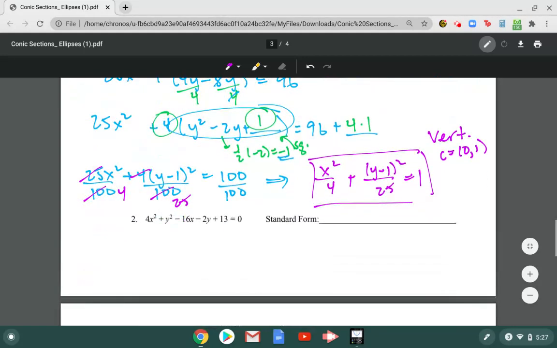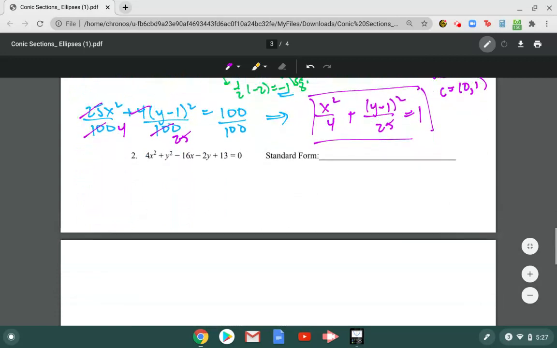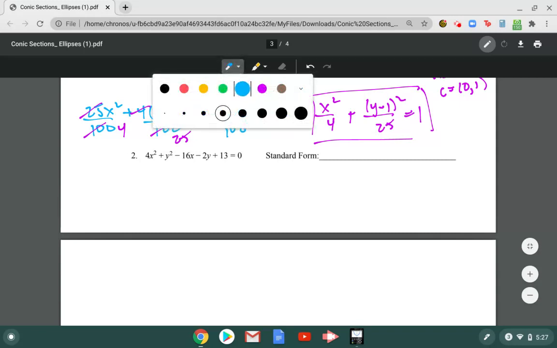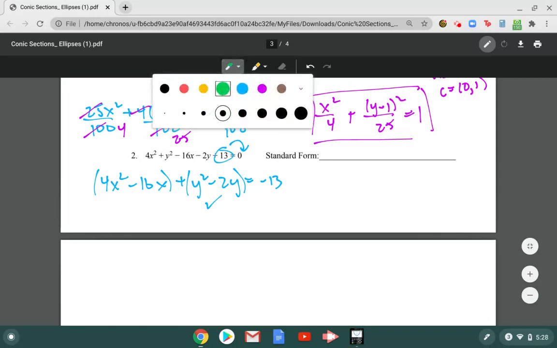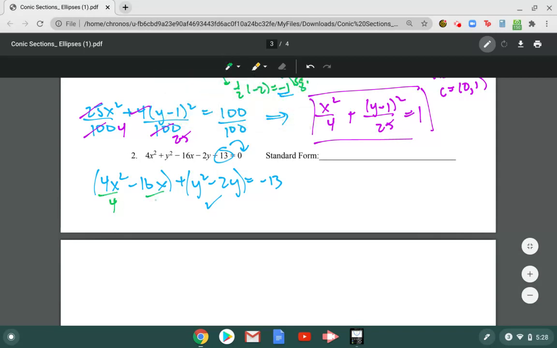Okay, let's do the next one, number 2. For number 2, I do have both an x term and a y term. So I do want to start by grouping all of my x's and all of my y's together. So 4x squared minus 16x plus y squared minus 2y, and let's bring the 13 over, equals -13. I'm going to group these. The lead coefficient is already a 1 for the y's, so I'm good there. But I do want to factor out a 4 to get a lead coefficient of 1 for the x's.